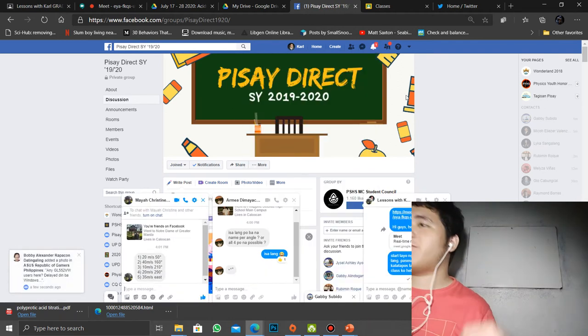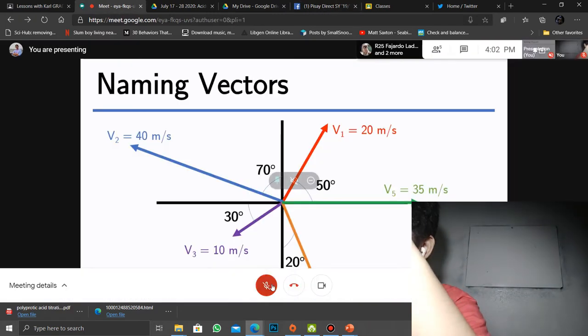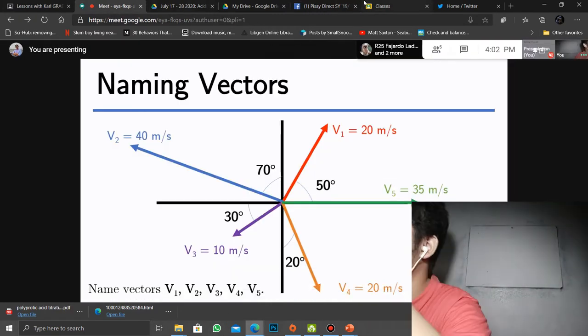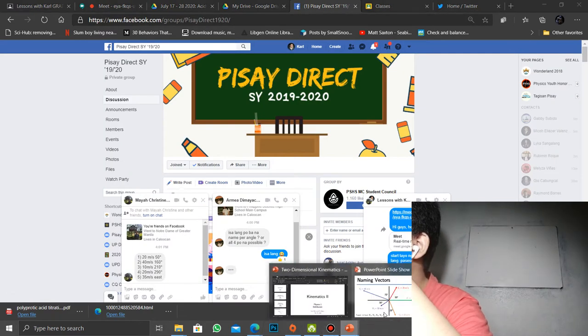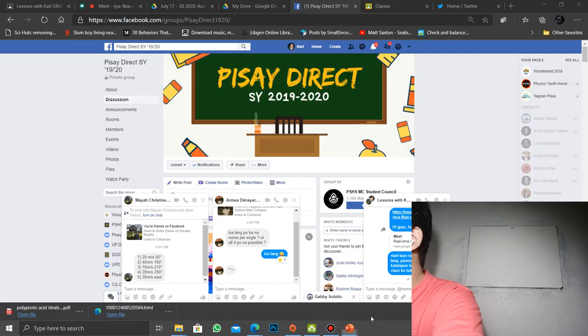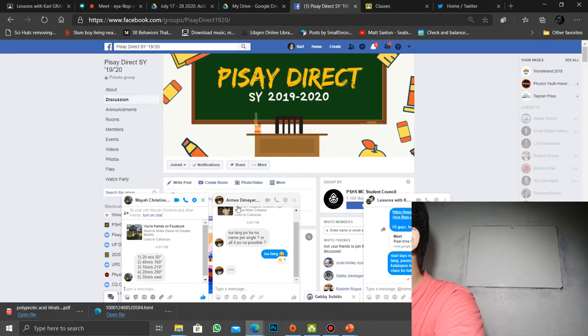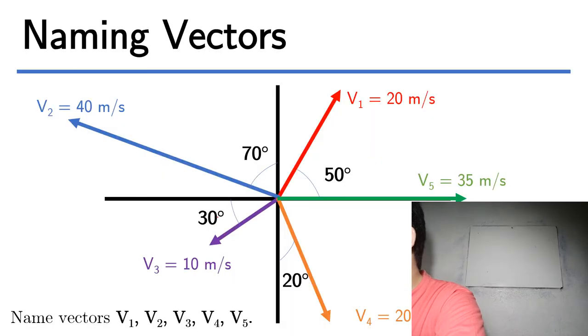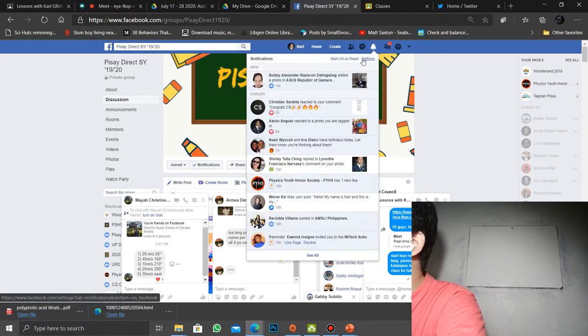Okay, let's see. Yan, may nagsasabit na. Sige, let's check, ha. Okay, 40 meters per second, 160 degrees. 10 meters per second, 210. 20 meters per second, 295, 35 meters per second. Okay, pag hina-heart reacts ko, tama yun. Okay, good job.